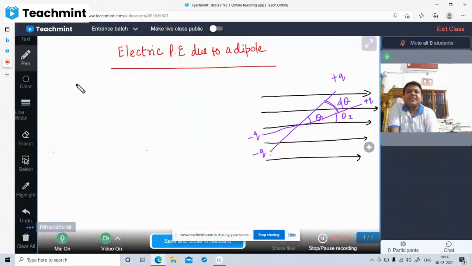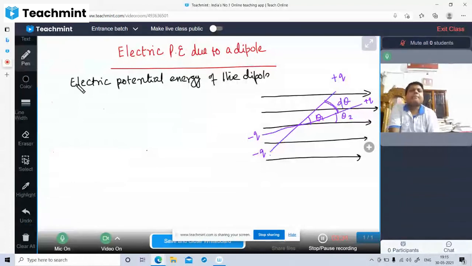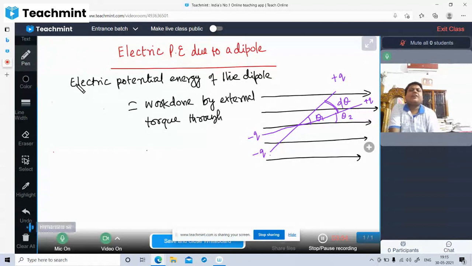The electric potential energy of the dipole is the work done by external torque through angular displacement d theta. Let us find this out first.